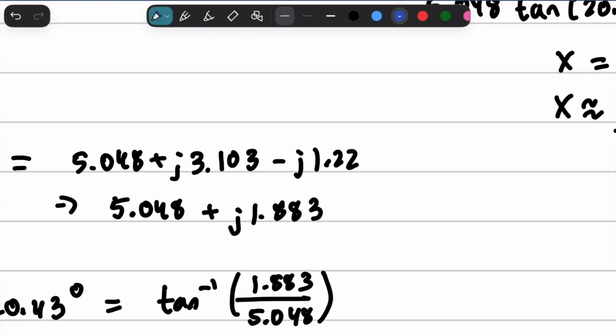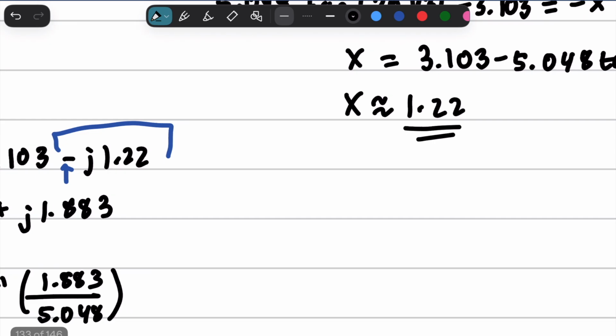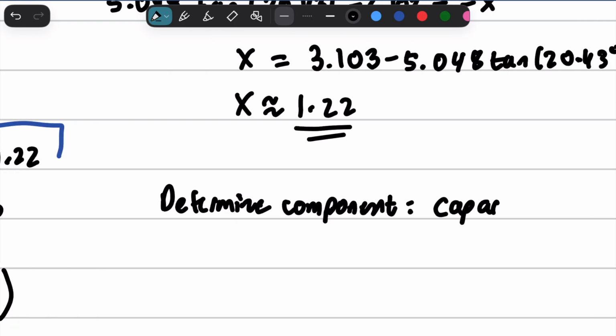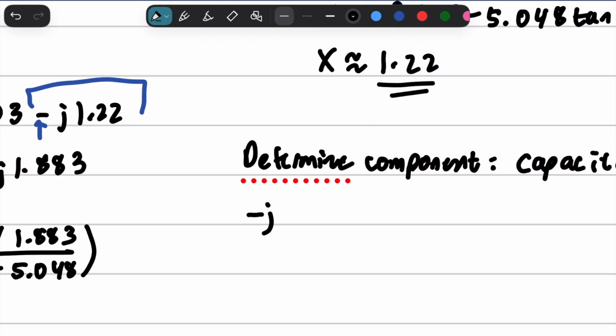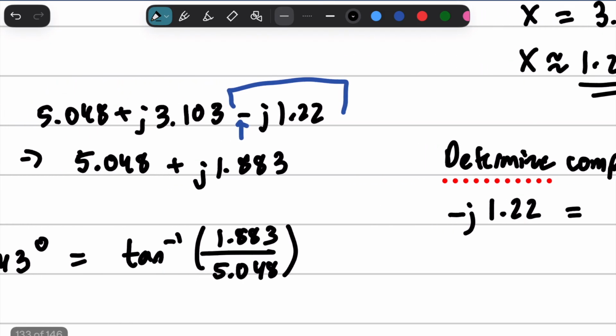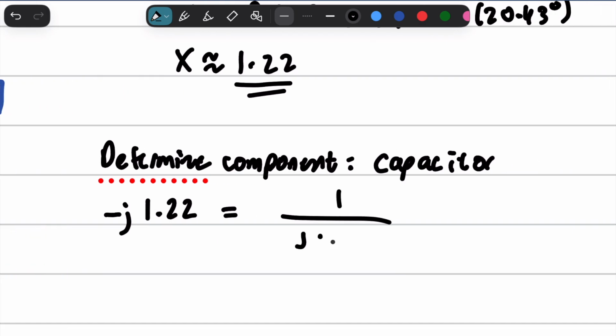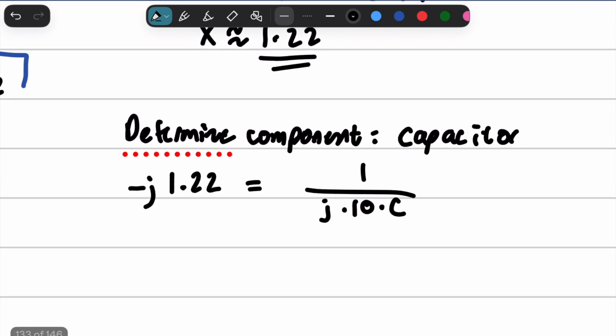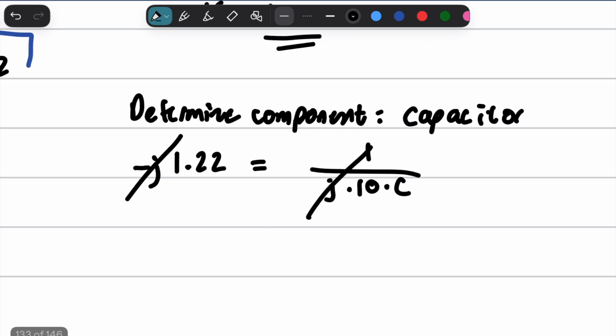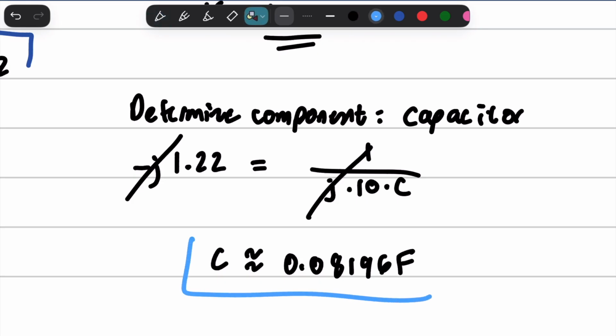Now the last and final step is to find the component. This time it's negative, so we're going to want a capacitor for our single device. So determine the component. And we found that the component was a capacitor. We're going to simply plug it in: negative j1.22 is equal to 1 over j times 10 times C. And we know that this is just a negative j, so we can get rid of those. Multiply across and divide, or flip it. We get C is approximately 0.08196 farads. And that is all.